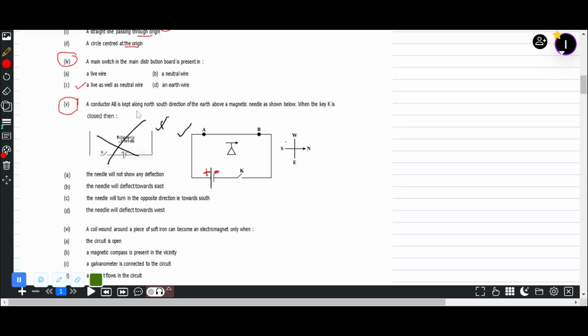Fifth question is a conductor AB is kept along the north-south direction of the earth above a magnetic needle as shown below. When the key K is closed then, so here the north-south are assumed to be from right to left, and so obviously east and west will be on the other side. So actually this is a two-dimensional one, so east and west are supposed to be something like inside the page and outside the page. Now if you see, this is the diagram, this is the correct one and this one is not the correct one.